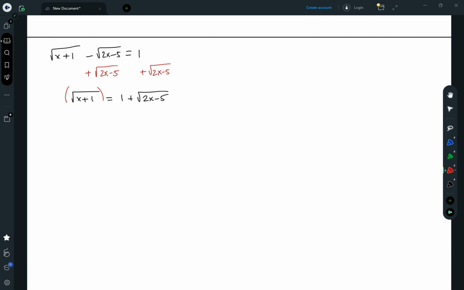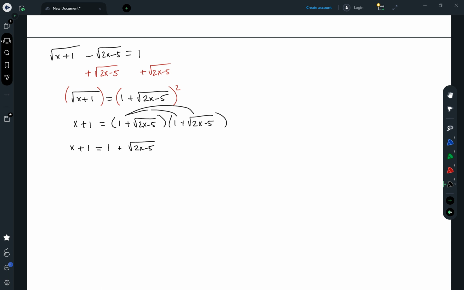Now, I'll square both sides. This will get rid of the radical on the left side and make this x plus 1. On the right side, I'm going to need to distribute this. So I have x plus 1 equals 1 times 1 is 1. 1 times square root of 2x minus 5 is square root of 2x minus 5. Square root of 2x minus 5 times 1 is square root of 2x minus 5. And here, square root of 2x minus 5 times square root of 2x minus 5 gives me just 2x minus 5.